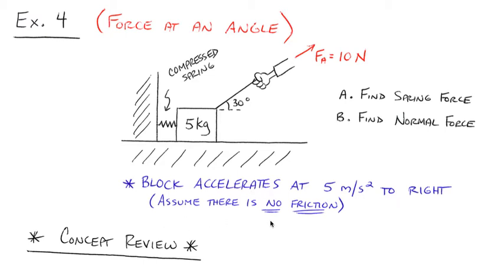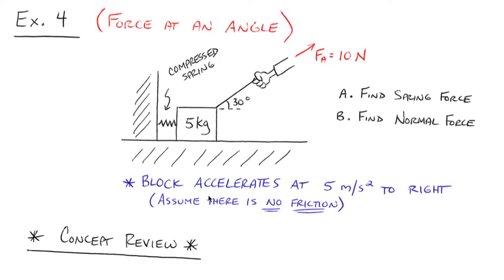We're going to assume that, I apologize, this is incorrect. We are going to assume there's friction. I believe I'll give you that value in a second. So I apologize for this. This is incorrect. Please do not write this. We would like to find the spring force. We'd also like to find the normal force. And again, I'll give you a value for friction. I do believe you need that.